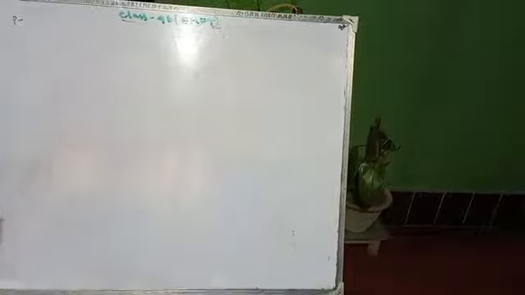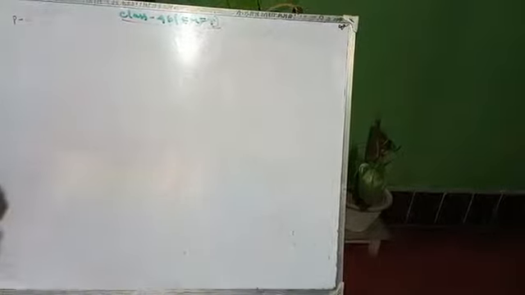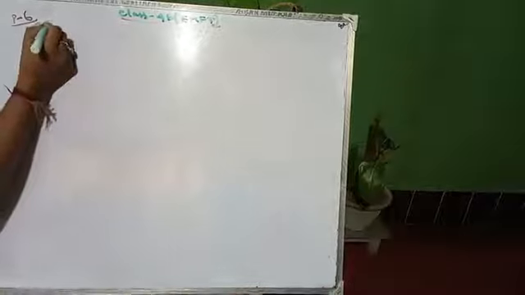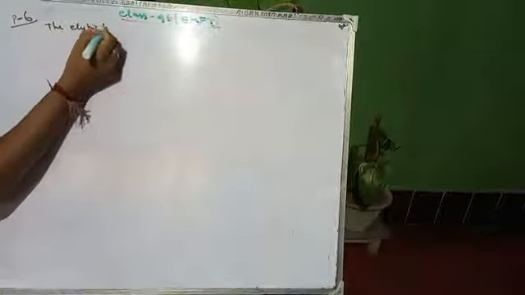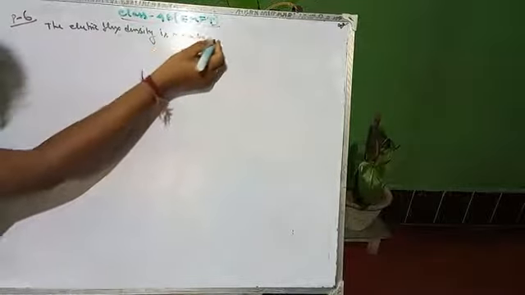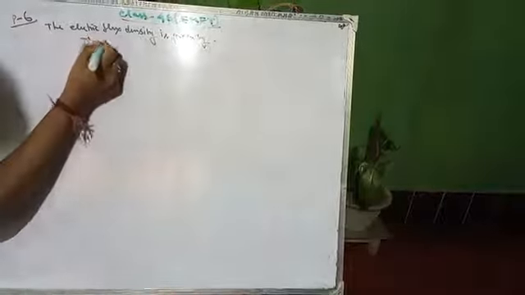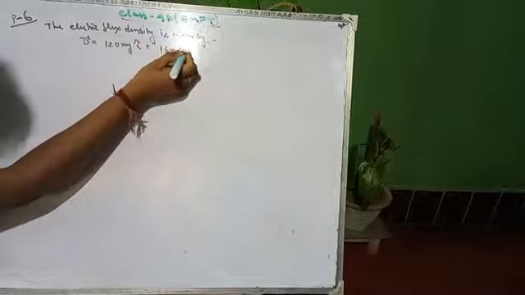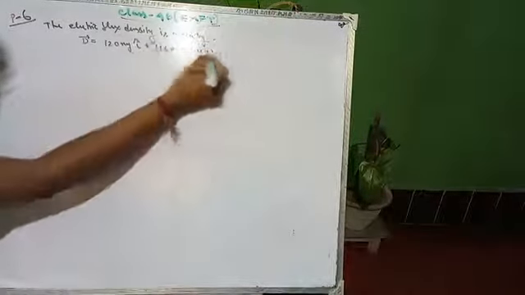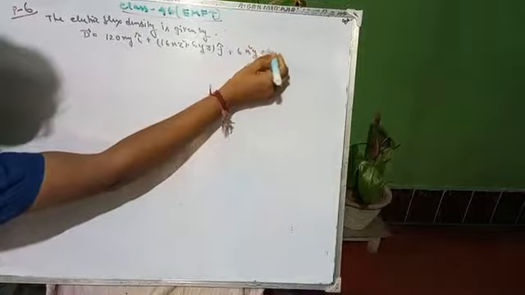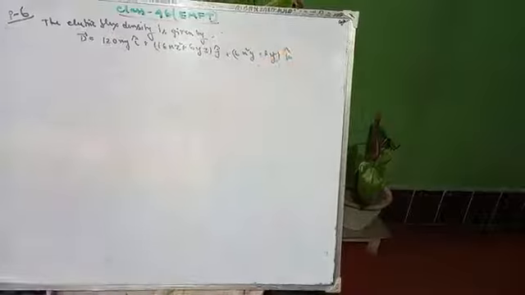So today I will discuss the remaining numericals for electrostatics. Let us start with problem number 6. The electric flux density is given by D vector equals 120xy i cap plus (16xz square plus 6yz) j cap plus (6x square y plus 3y square) k cap. Okay, so this is your flux density vector.